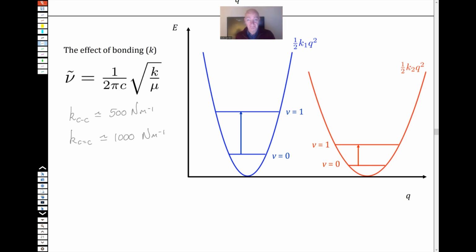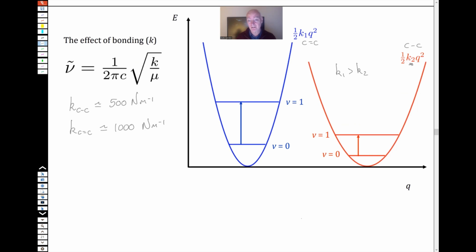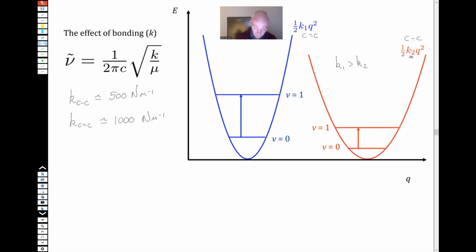So if we just take a CC double bond and a single bond, it stands to reason that K1 then, this would be your CC double bond, this would be your CC single bond. It stands to reason that the frequency should be different because the bonding's different. And that means the parabola is also different, of course, because K1 is greater than K2. So it's a steeper parabola. So it gives you a higher frequency or a higher wave number in this particular case. And you should be able to do those sorts of calculations. They're fairly straightforward to be able to show why materials vibrate in certain places or why bonds vibrate in certain places.